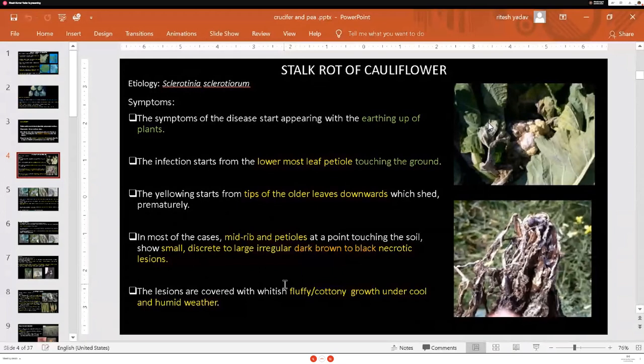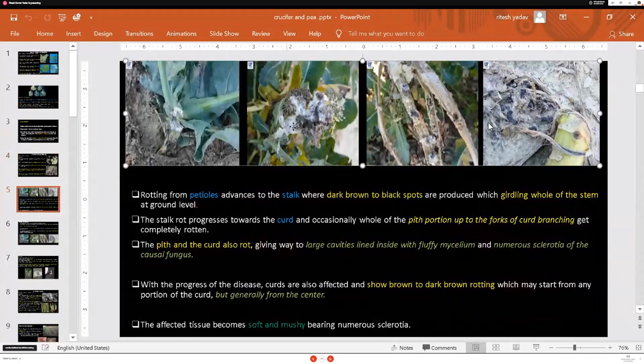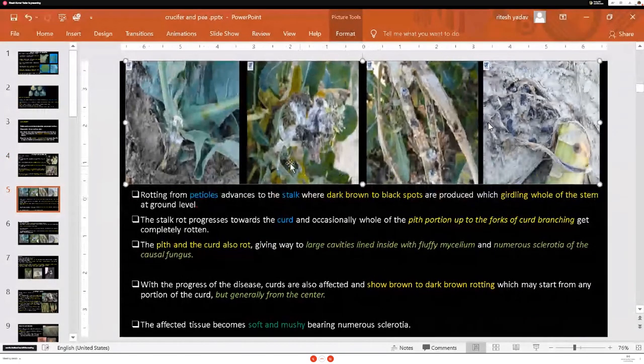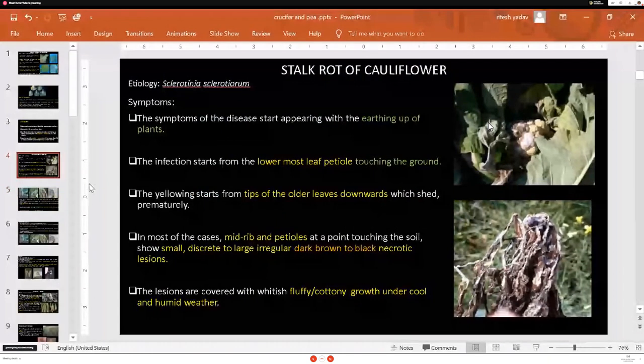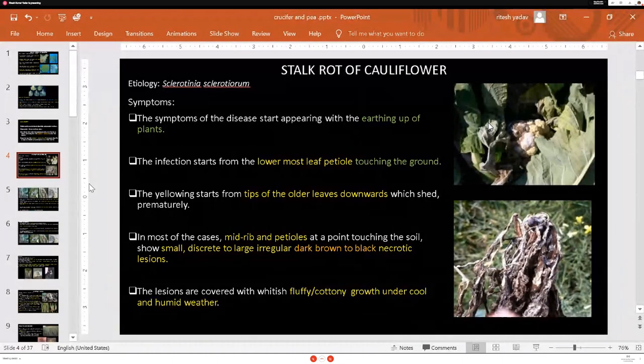There's water soaking, since they can produce pectinase in high amount, so they cause rotting of those tissues, and that is further accompanied by development of some fluffy, cottony mycelium. This may be seen across the entire plant, or this can also invade the curd, the flower of the cabbage or cauliflower, it can easily invade if conditions are very humid and cool.